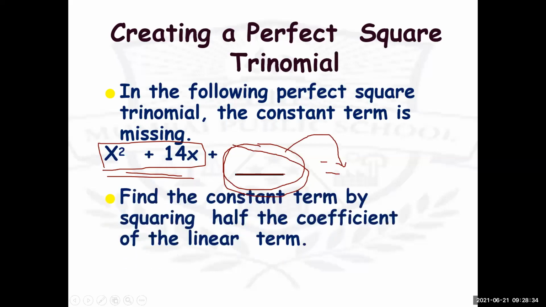To find the constant term, you have to find the blank constant term by squaring half the coefficient of the linear term. Linear term means the x term, half into the coefficient of x. The coefficient of x here is 14.